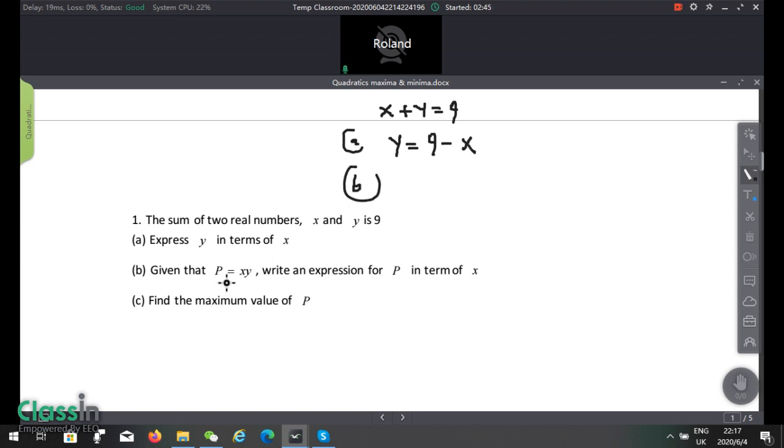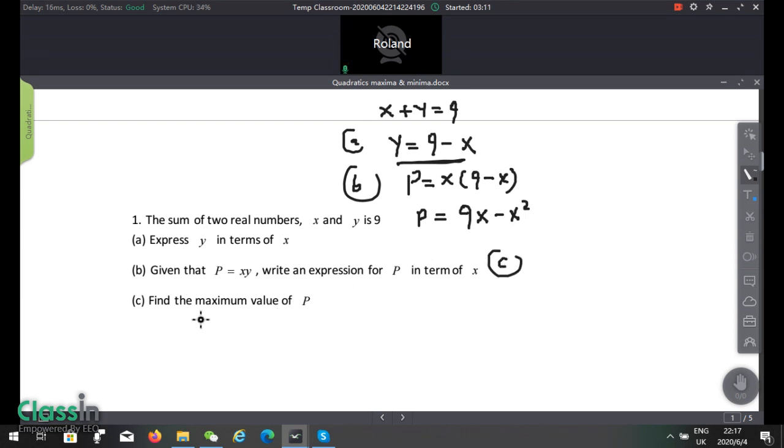B. If p is xy, write an expression for p in terms of x. P is xy, but y is the same as 9 minus x. So we can write p as a function of x by opening a bracket. We have 9x minus x squared.